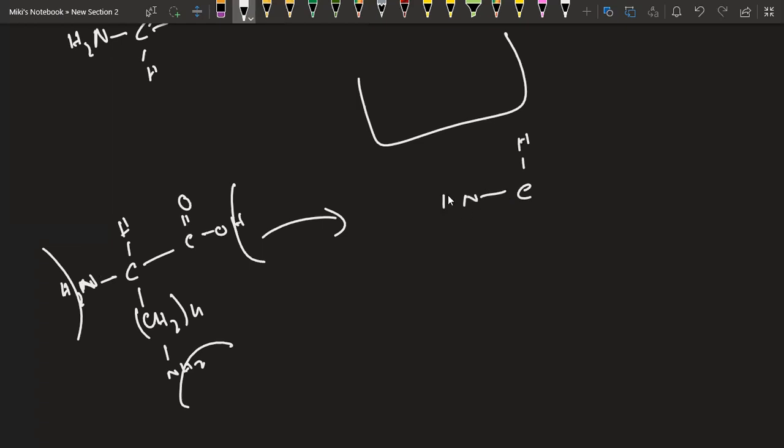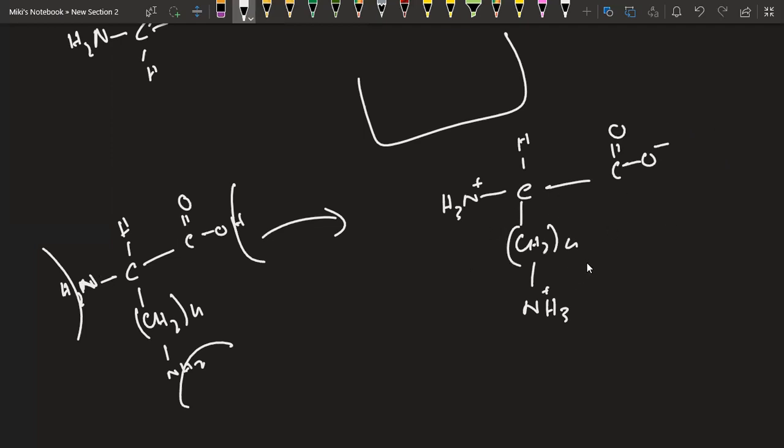This NH2 will gain an H plus, so NH3 plus. This NH2 in the side chain is willing to gain an H plus. That means NH3 plus, isn't it? Finally, we have the carboxylic acid, which is willing to donate H plus, so COO minus.